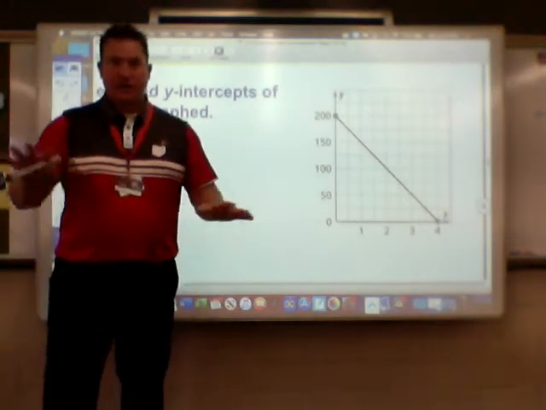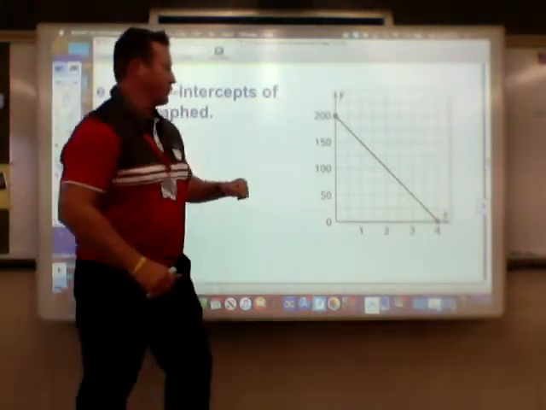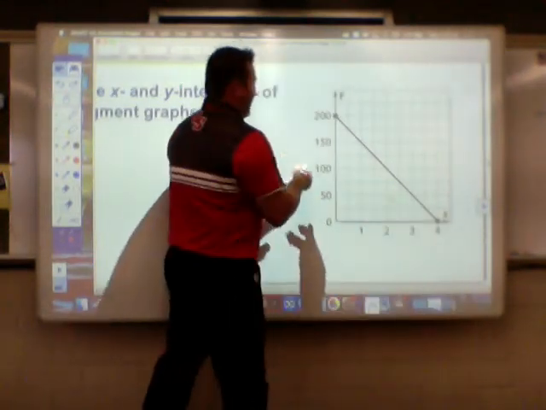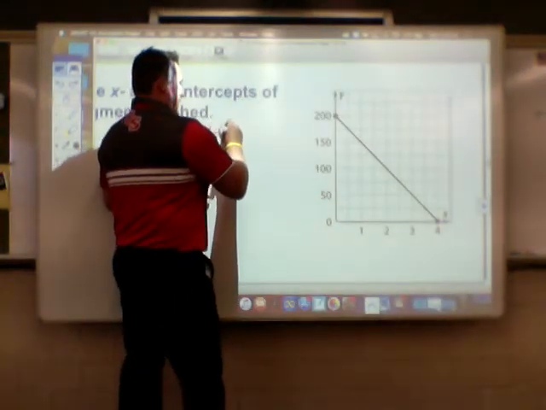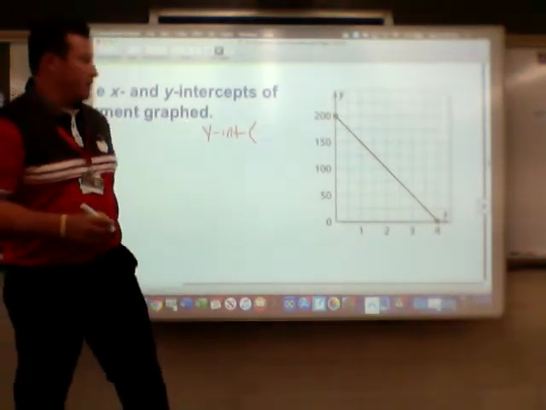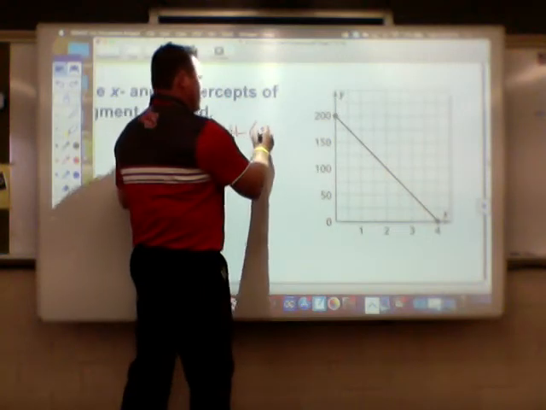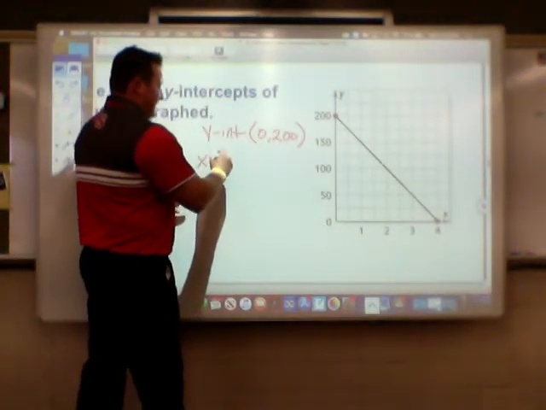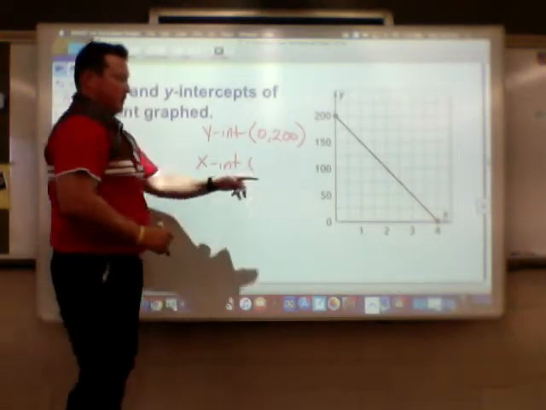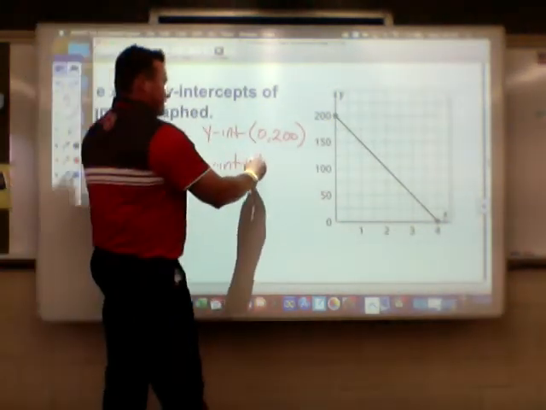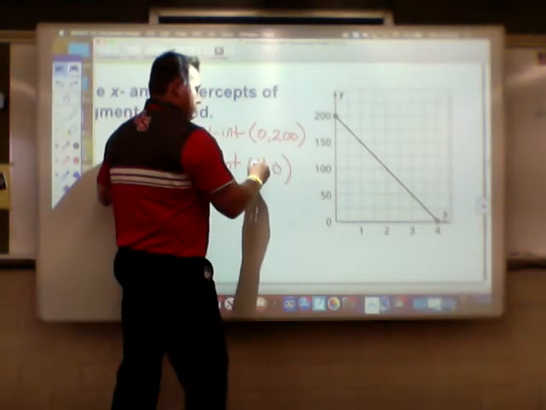Find the x and y intercepts of this graph, okay? So again, this shouldn't be anything new. We should be able to roll through this really quickly, guys. Here it is. Here's my y-intercept. There's my x-intercept, all right? If we want to identify that, that's fine. We can do that with an ordered pair. This is at 0, 200. Okay? We can identify the x-intercept, again, by ordered pair. It's all the way down there at 4. This is going to be 4, 0.